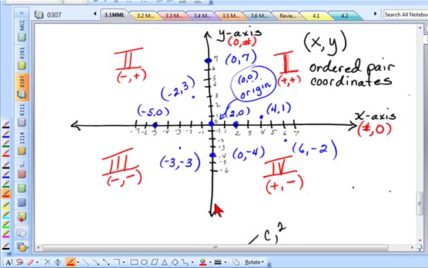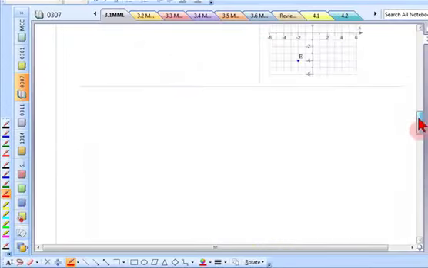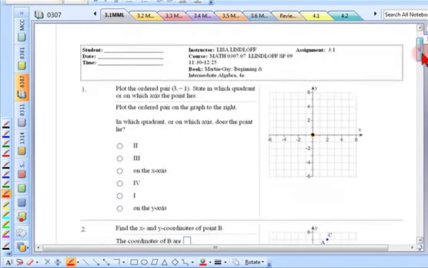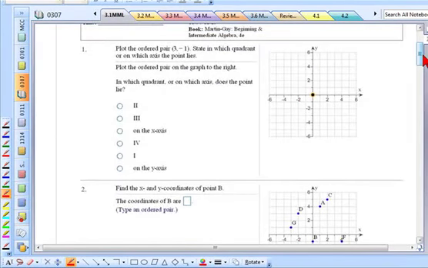So if you printed the notes, then now let's go to our grids. That was a lot of introduction. The first thing I'm going to do is leave it like this, and if I need to enlarge the grid for those of you in class, I will. It says, number 1, plot the ordered pair 3, -1. State in which quadrant or on which axis the point lies.